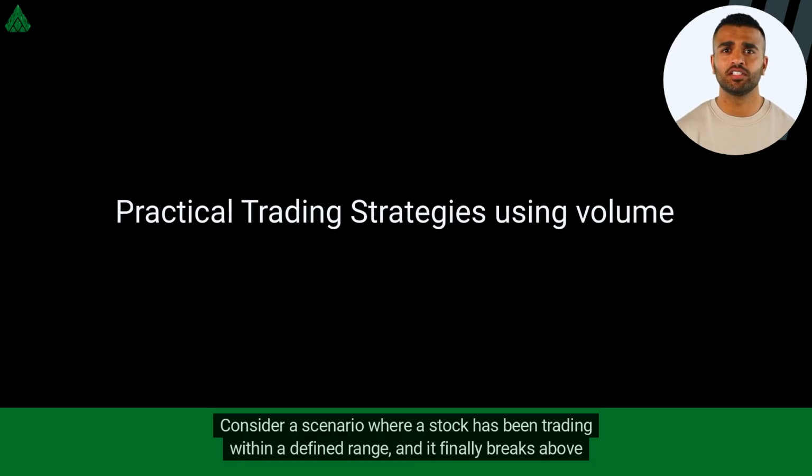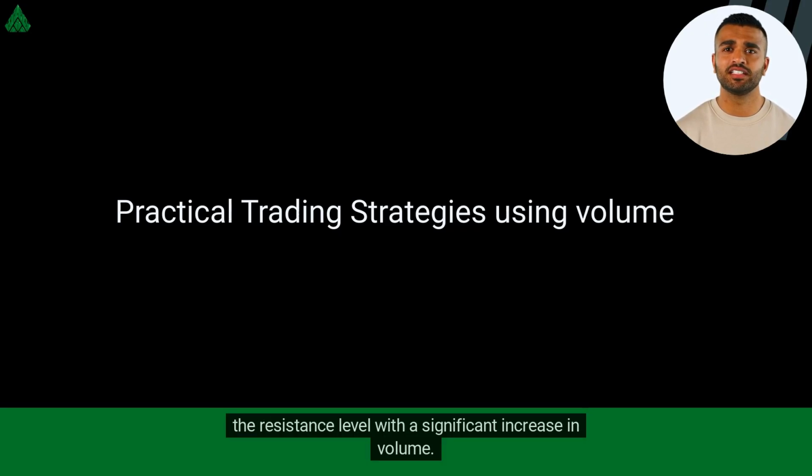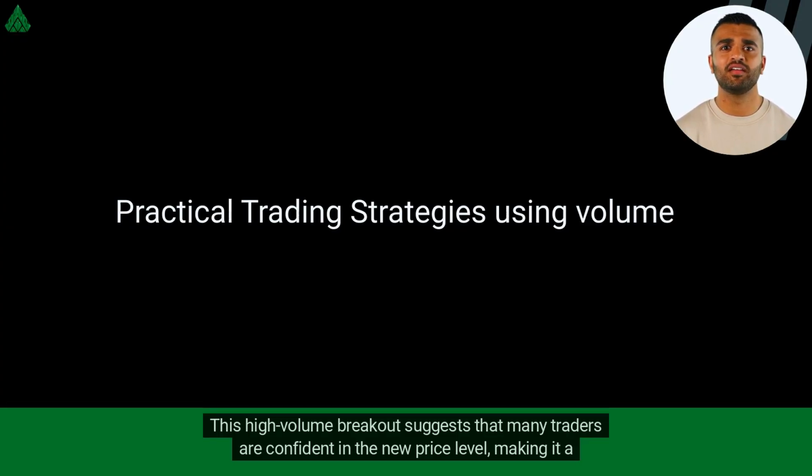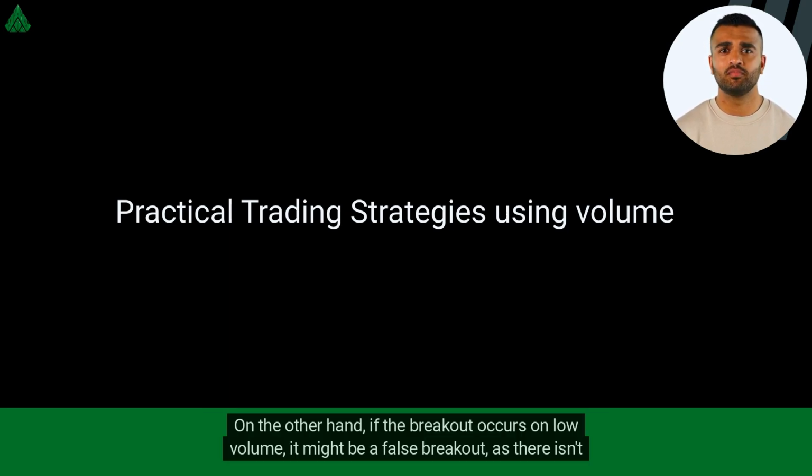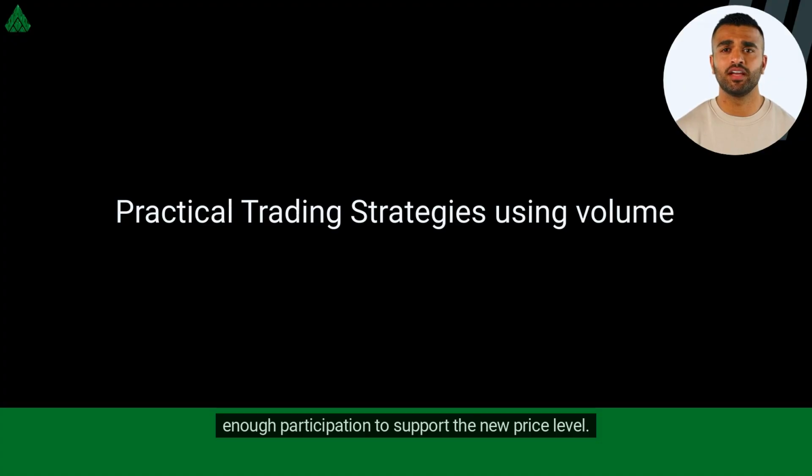Consider a scenario where a stock has been trading within a defined range, and it finally breaks above the resistance level with a significant increase in volume. This high volume breakout suggests that many traders are confident in the new price level, making it a strong buy signal. On the other hand, if the breakout occurs on low volume, it might be a false breakout, as there isn't enough participation to support the new price level.